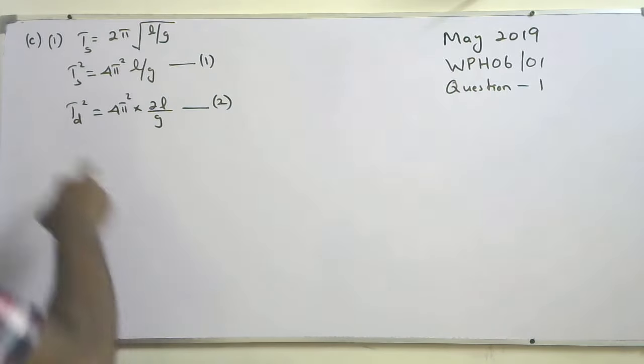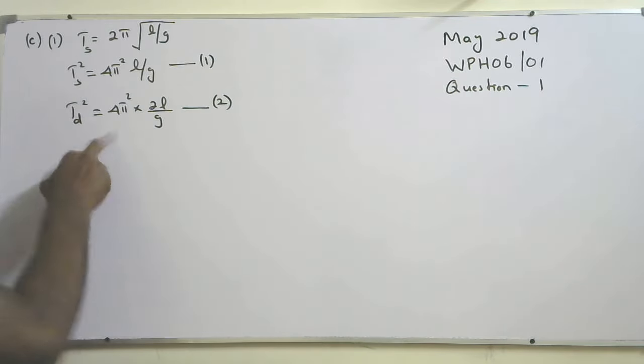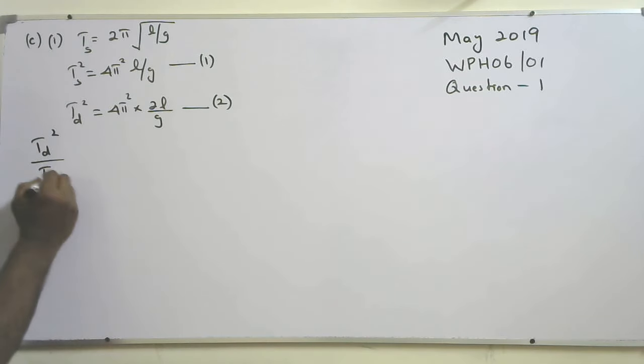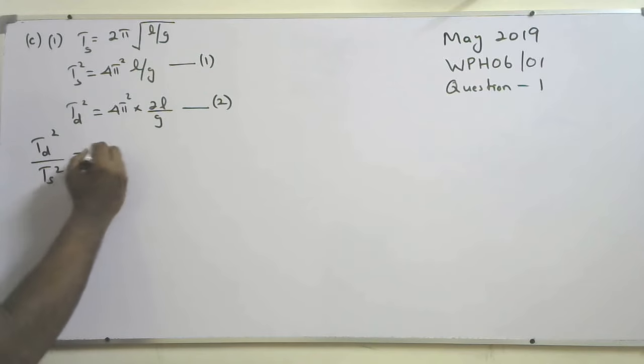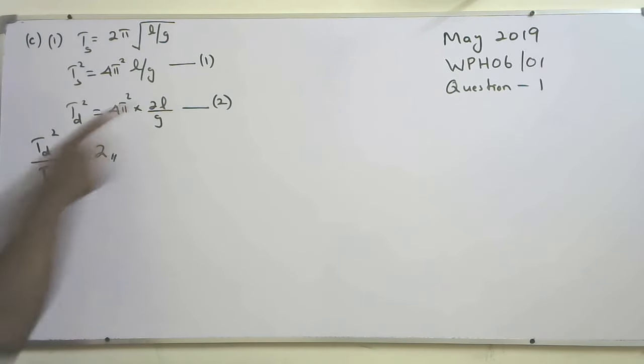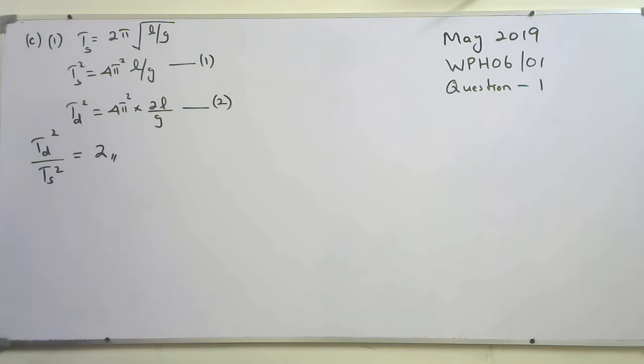Okay, so here Td squared means double the length of it. So, you can divide it: Td squared over Ts squared is equal to, divided, you will get 2. So that is the theoretical value. When the length becomes double, the square of the time period for the larger one over the time period for the smaller one will be 2. Theoretically, we can show that. Okay, so that is nothing. So this is the theoretical value.